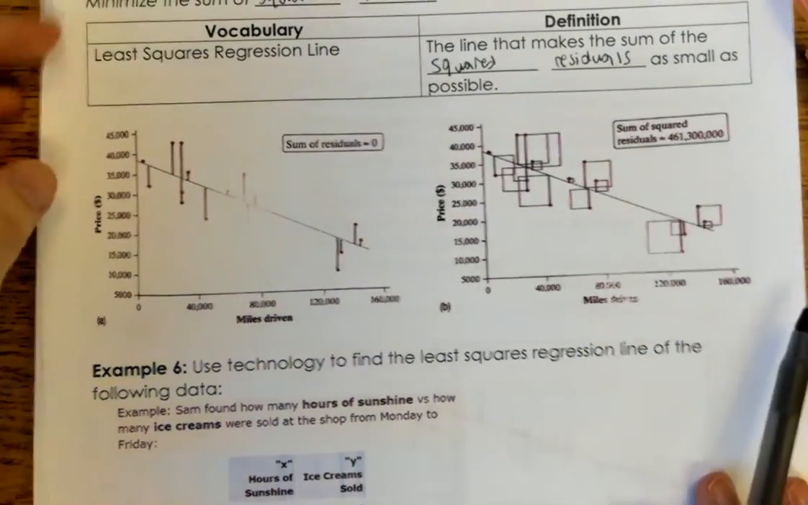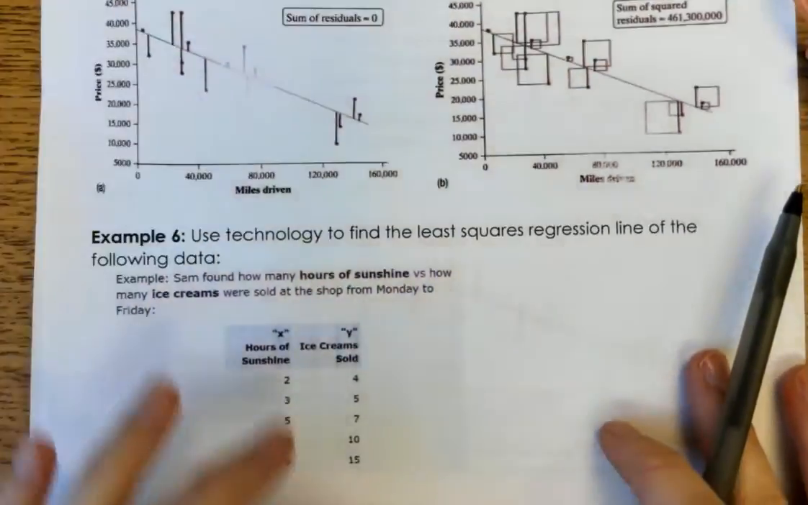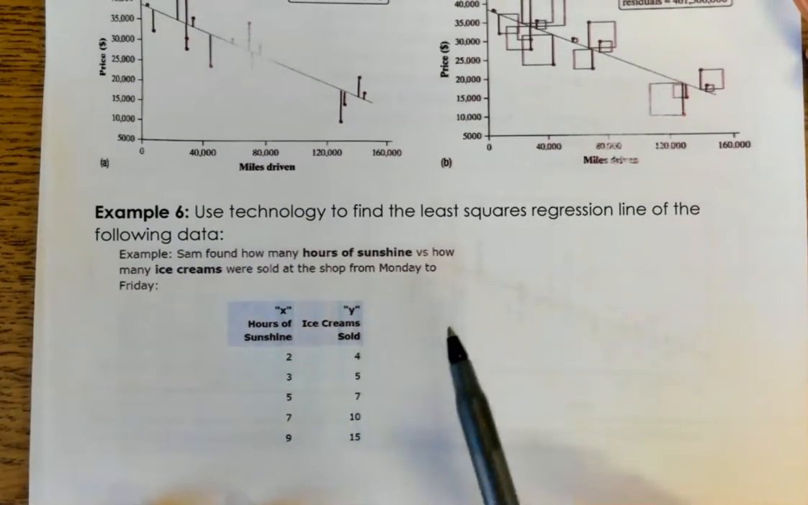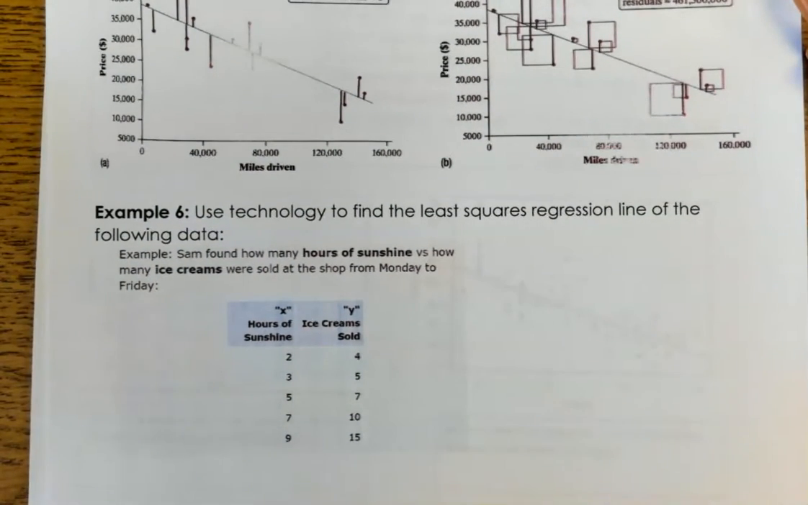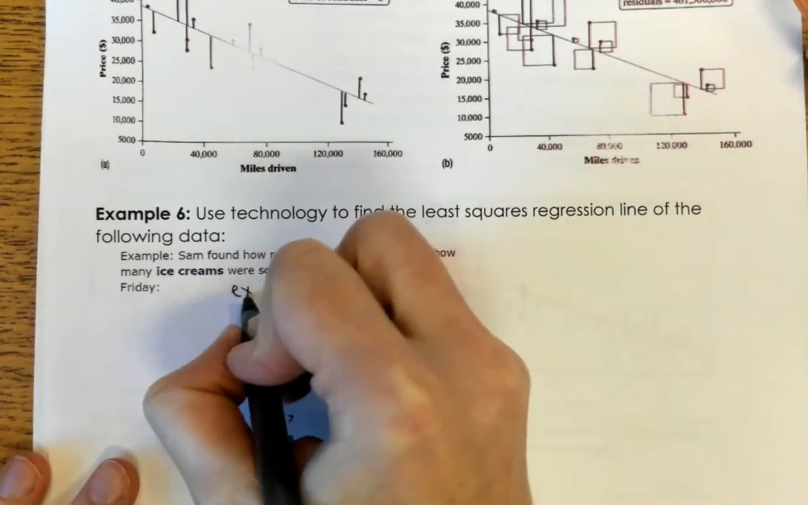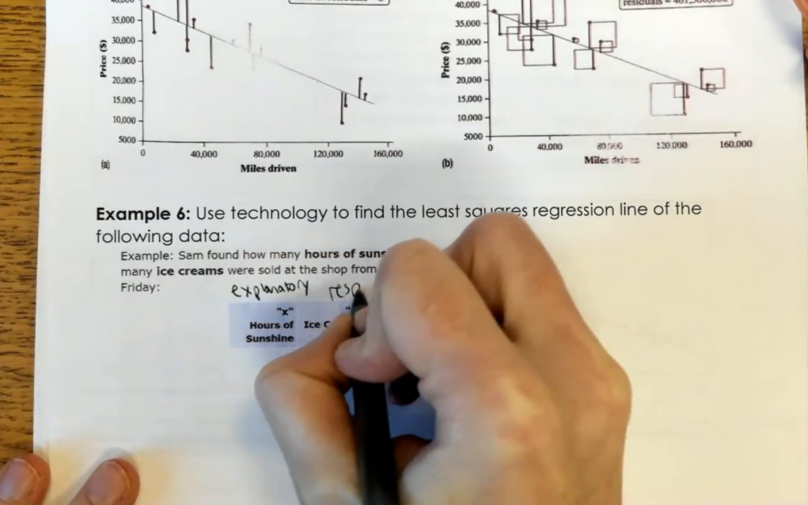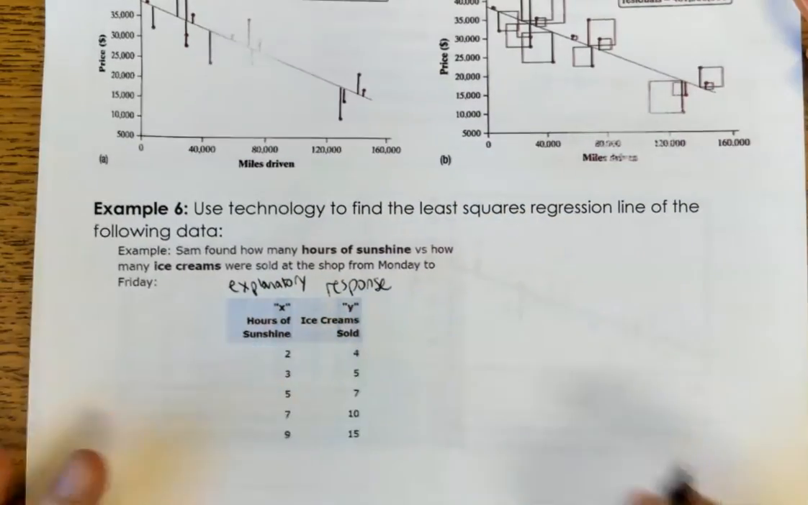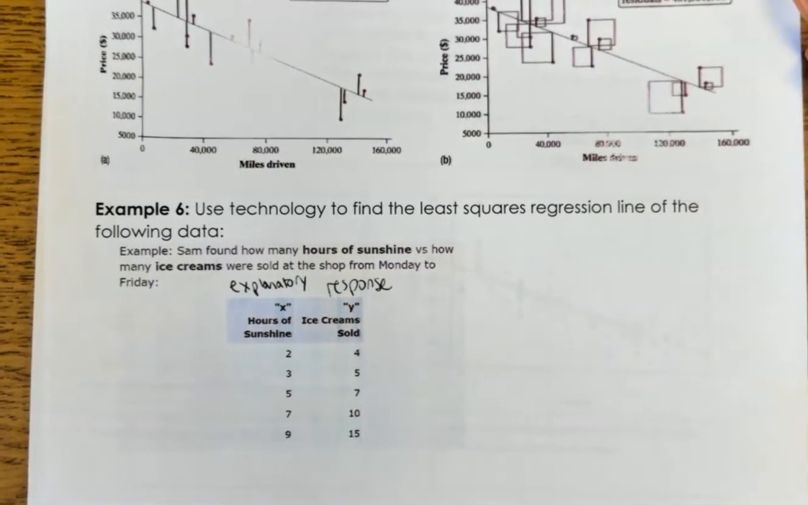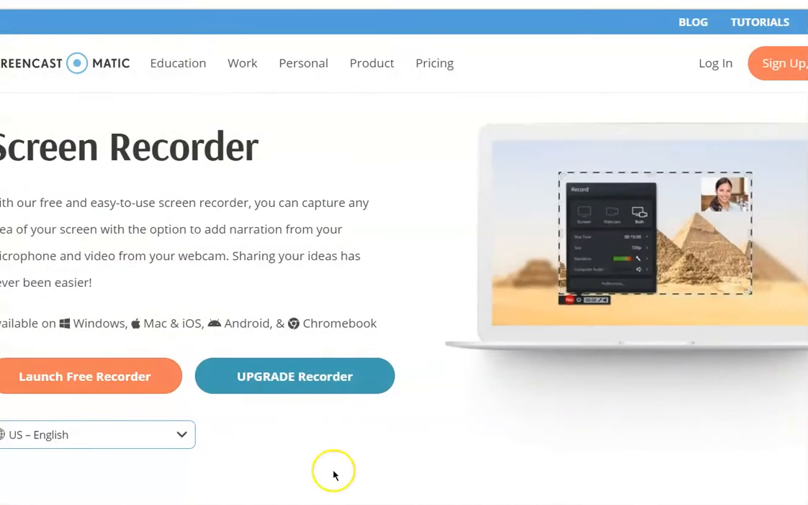Alright, using the technology that we talked about in Desmos, find the least squares regression line of the following data. So Sam found how many hours of sunshine versus how many ice creams were sold at the shop from Monday through Friday. So it looks like our explanatory is hours of sunshine, and our response is the number of ice creams sold. Alright, so let's go to Desmos and put these numbers in.